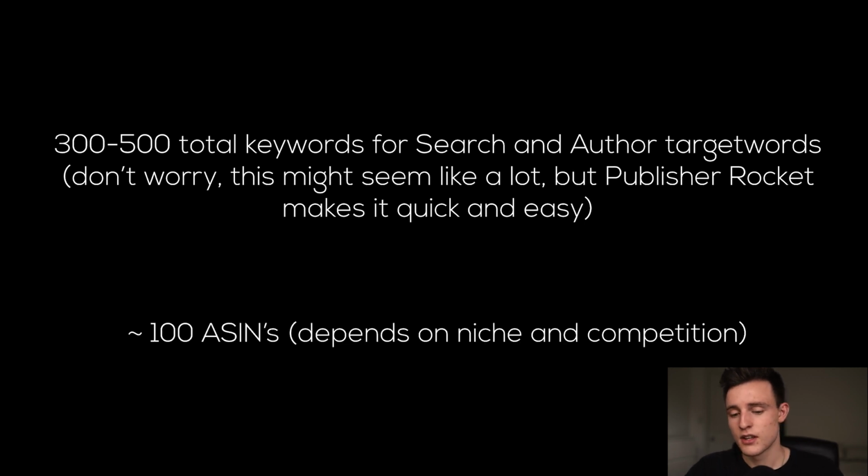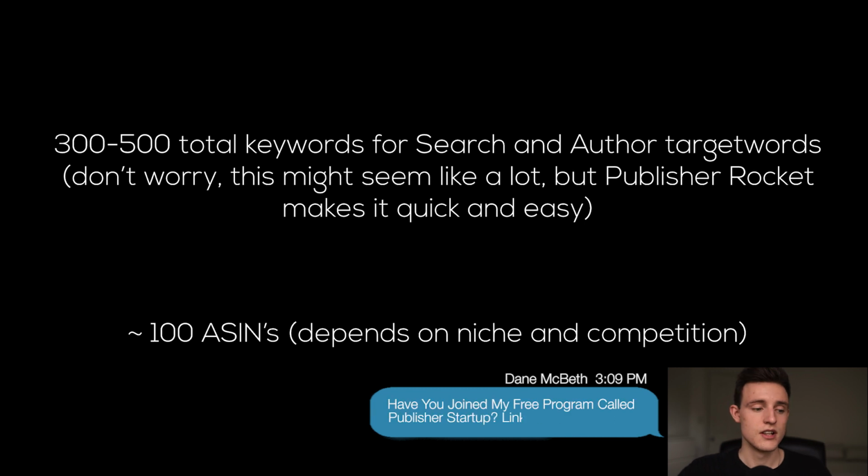And then for the ASINs part, around 100 ASINs is good. You don't need to have more than 100. I usually just use like 100 ASINs when I'm making my campaigns, but it's up to you. Depends honestly on the niche and competition, like I just said too. So some niches are going to have way more books, which is going to mean that there's going to be way more ASINs, but aim for around 100.